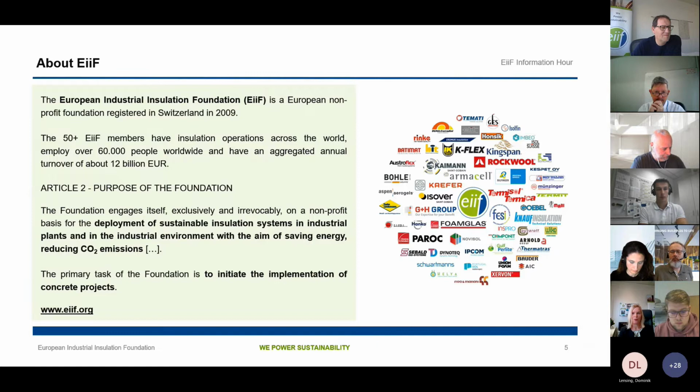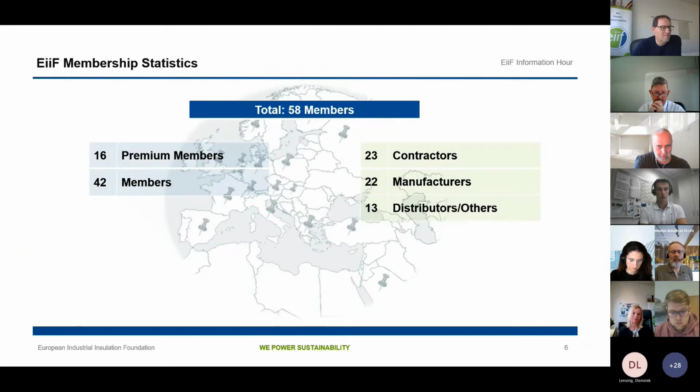The primary task of our foundation is to initiate the implementation of concrete projects. In total, at the moment, we have 55 members. We have 16 premium members and 42 members in different categories. We have smaller companies, consultants, distributors, and here on the right-hand side, you can see that the split between contractors and manufacturers is quite even. We also have distributors and the others, which really means consultants who are working on their own.